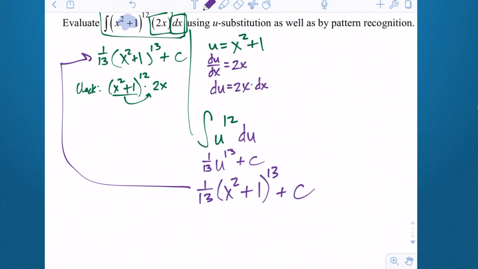And then, of course, instead of calling it u, we call it blob. And we just say blob to the 13th times 1/13th. And we go ahead and write the blob in there, and it saves an extra line of writing. So it's really the same idea, but you're just doing it in your head.